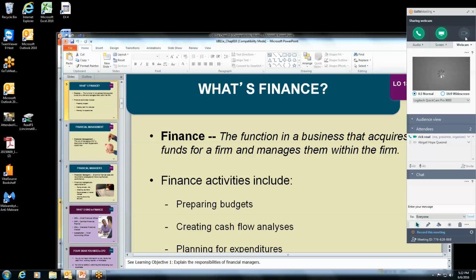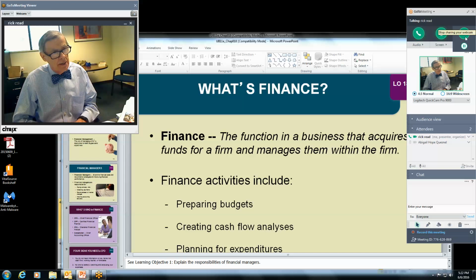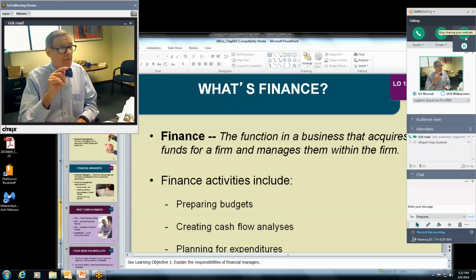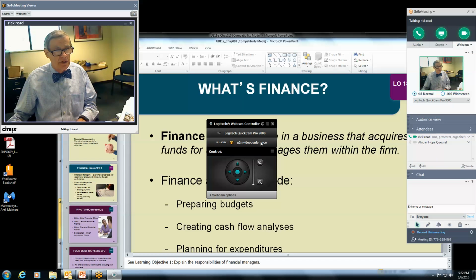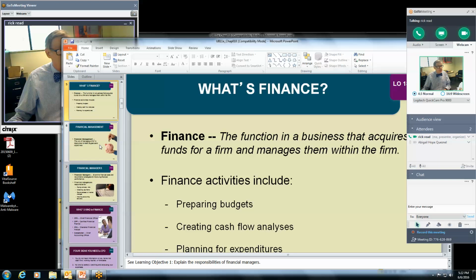Well, what's finance? Notice that finance, as used here, is a function of a business that acquires assets. Now, I'm going to use the term assets, not just funds, but assets that can be turned into funds for a firm. And then a financial manager manages those funds within the firm. And this is what the financial activities are: prepares a budget, creates cash flow analyses, and then for planning and expenditures.